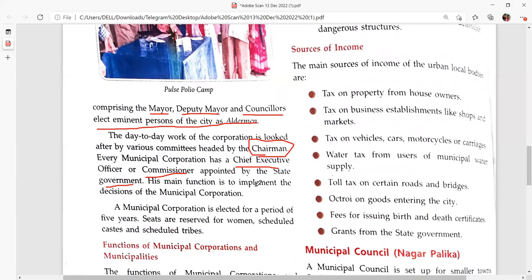What is his main function? To implement the decisions of the municipal corporation. Next, the municipal corporation is elected for a period of 5 years. This one you have to note down. For 5 years, seats are reserved for women, scheduled castes and scheduled tribes. So composition, I think you are clear. Mayor and deputy mayor are elected by the municipal councillors, and municipal councillors are elected by the people of the city.